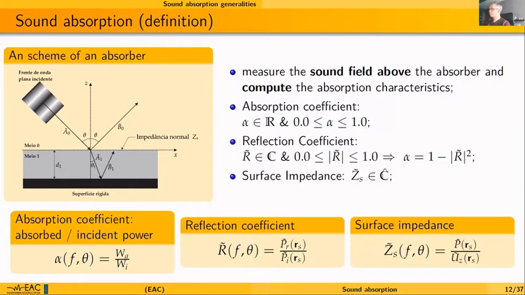And then we have the surface impedance, which is a measure of the ratio between the pressure and the normal component of the particle velocity on the surface of the material. So it is defined exactly on the surface of the material. It's complex and frequency dependent. But the thing is, it's defined on the surface of the material, and frequently we don't have access to the surface of the material to measure this quantity.